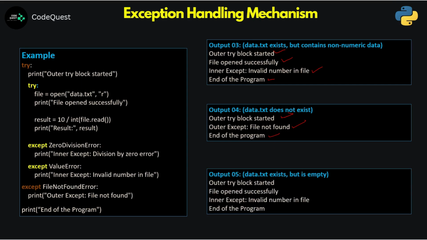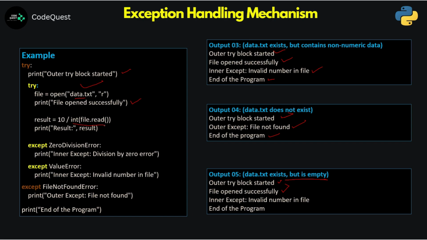Now let's look into the last case, where we assume that this file data.txt exists but it is empty, so we have nothing inside it. In this case, obviously the outer try block started is the first message we are going to get. Because this file exists, I am going to get the message file opened successfully also. Now when we come down here, file.read, I do not get anything. It is empty.